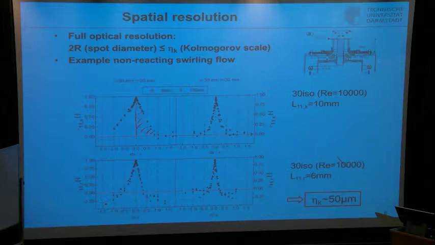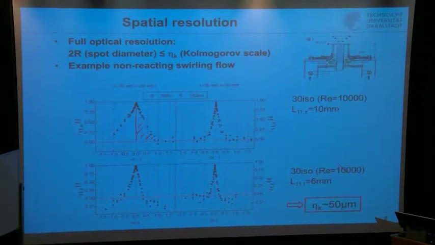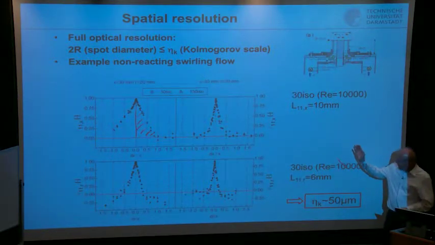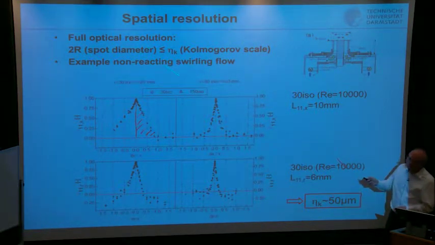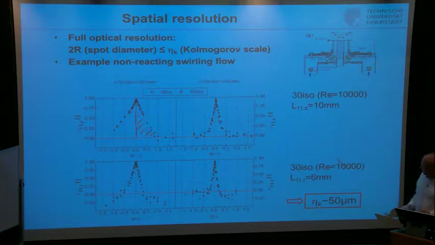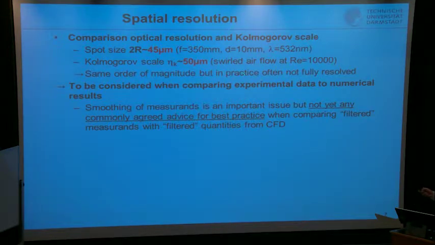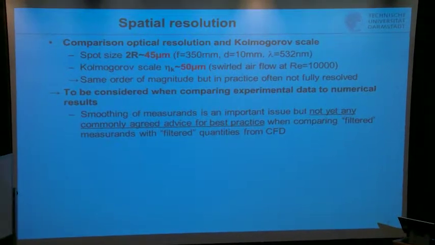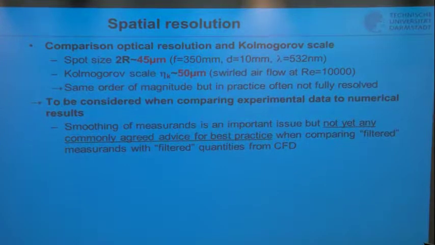So typically for these flows, at these Reynolds numbers, we have something like 5 to 10 millimeters. Rather large if you compare it to the spot size, which was 50 microns. So there's no problem resolving the integral length scales. However, if you compare it with the Kolmogorov length scales, calculated based on the integral length scales, you end up with a similar magnitude. Already for a flow with only Reynolds 10,000, you're at the limit of resolution.